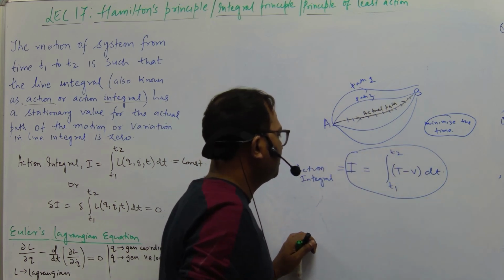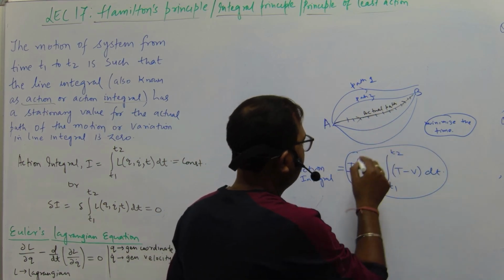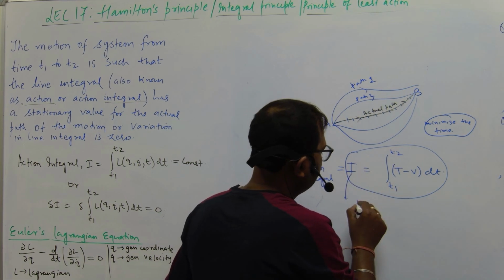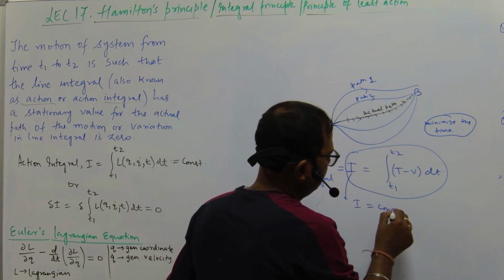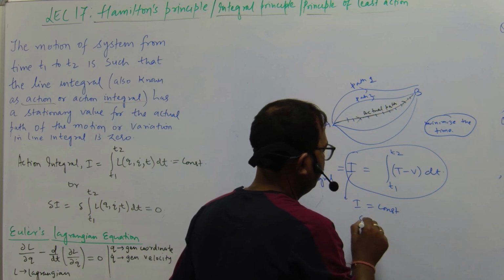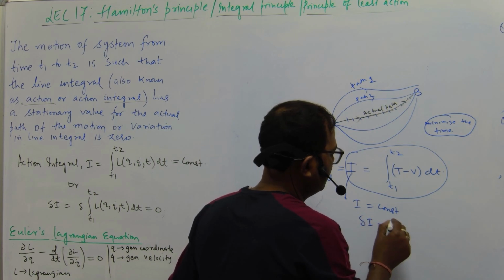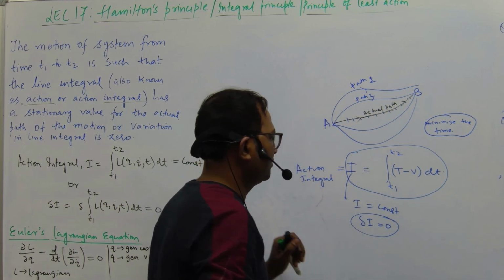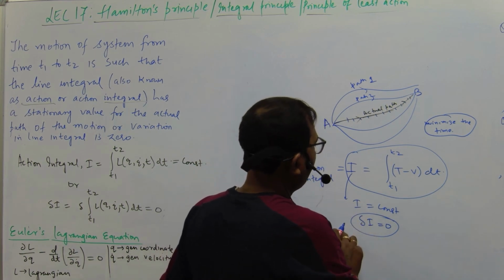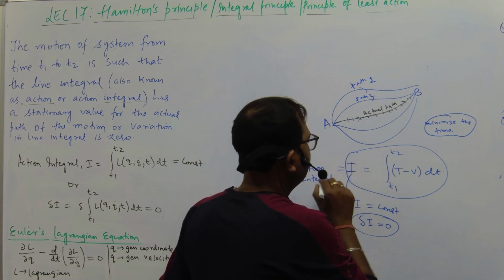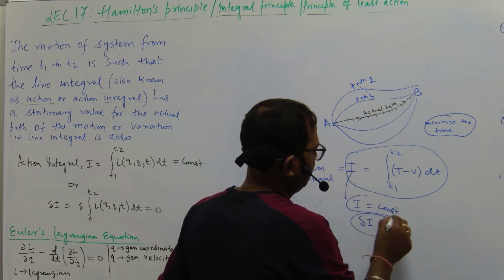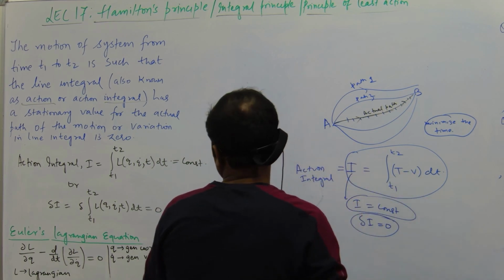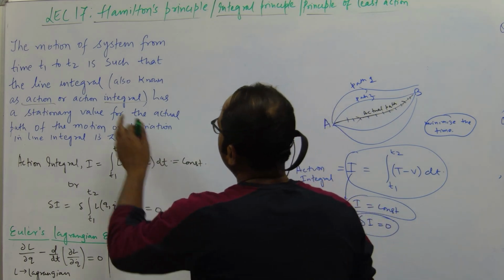As per Hamiltonian principle, along the actual path, the value of this I is constant, or the variation in the value of I is 0. It is obvious: if something is constant, then the differentiation of that is 0. So we have the action integral as constant as per Hamiltonian principle. This is the basic definition of the Hamiltonian principle.